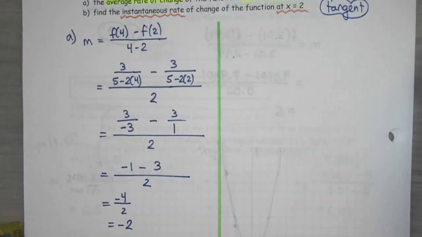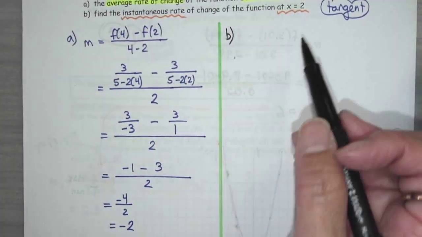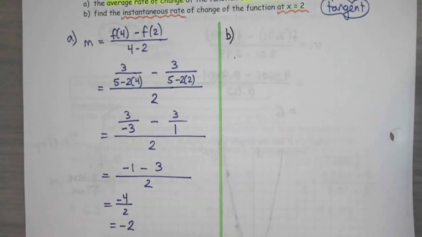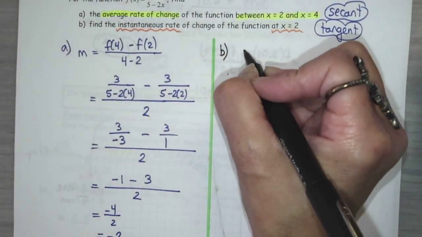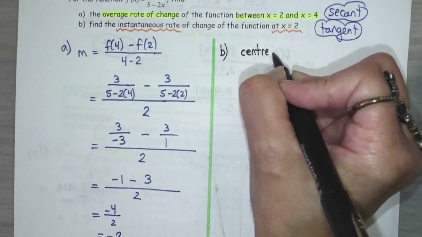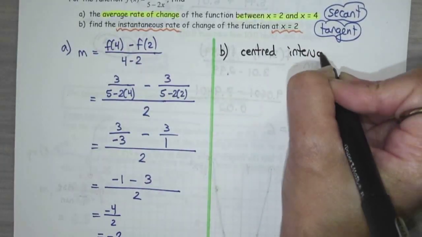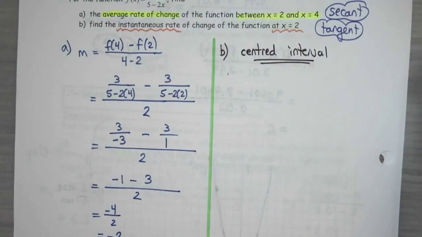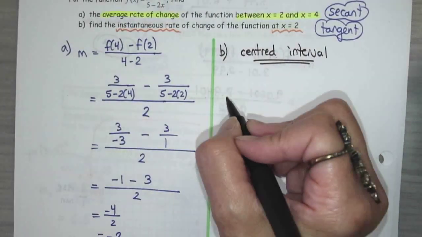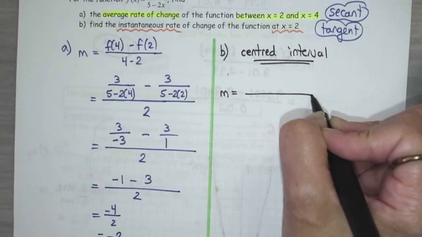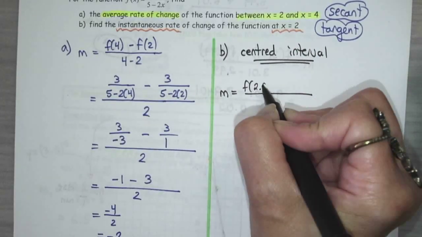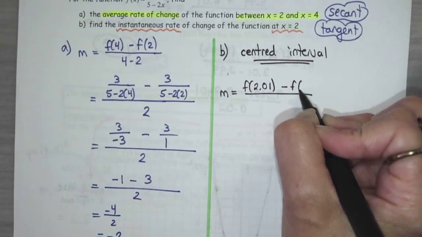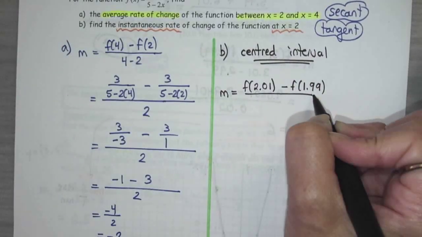Then today what we're adding to it is instantaneous at 2. Again, we usually tell you which method we want because there are so many. So today, let's try on this one a centered interval. And we're just going to do m equals, and so it's around 2. So we're going to go f at 2.01 minus f at 1.99.